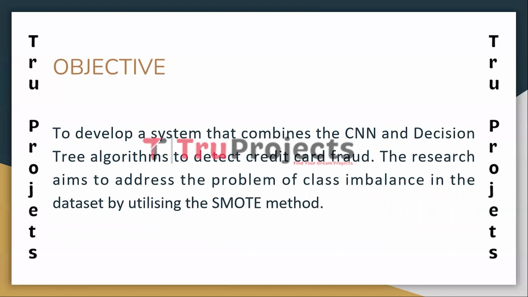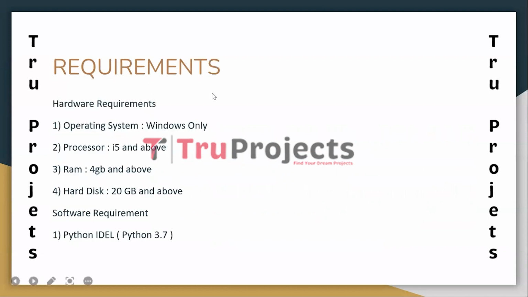This dataset contains nearly 3 lakh records, and out of that we take 500 fraud transaction records, and to avoid this class imbalance problem we have used the SMOTE algorithm. The basic requirements to build this project are Windows as an operating system, a processor of i5 and above, RAM of 4 GB and above, and hard disk of 20 GB and above. For software, we used Python IDLE with version 3.7.